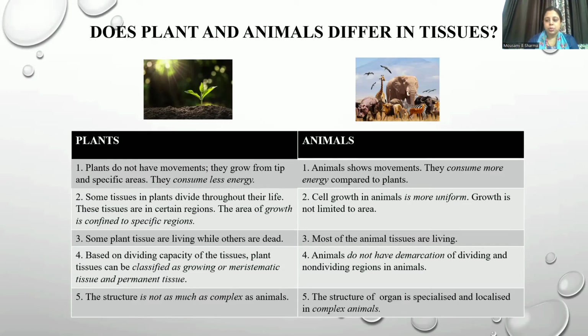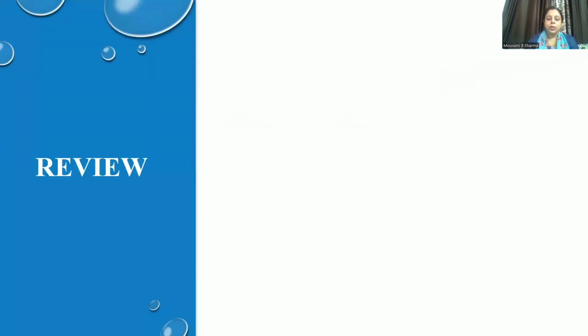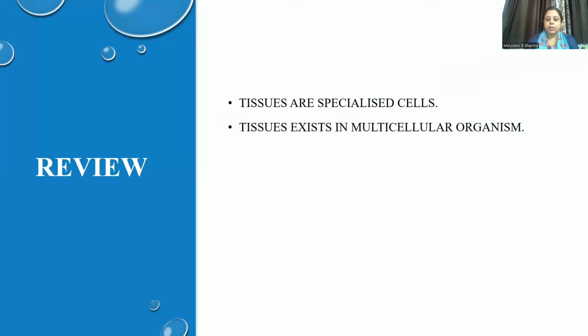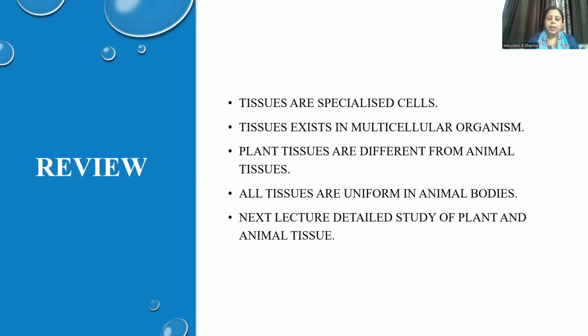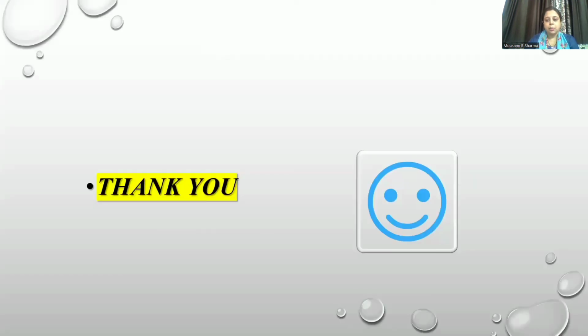So let's have a recap of what we have studied in this lecture. First, what is tissue? Tissues are specialized cells which perform a particular activity. Tissues are available in multicellular organisms. The organism which has numerous cells has tissues. Plant tissues are different from animal tissues for many reasons. In animal bodies, all the tissues have a similar growth rate. In the next lecture, we are going to study a detailed version of plant and animal tissue.